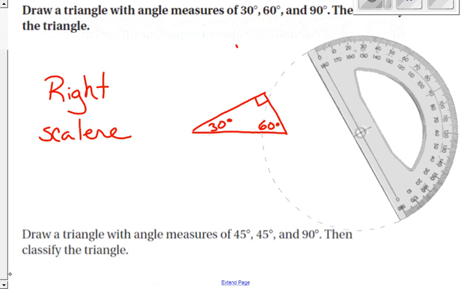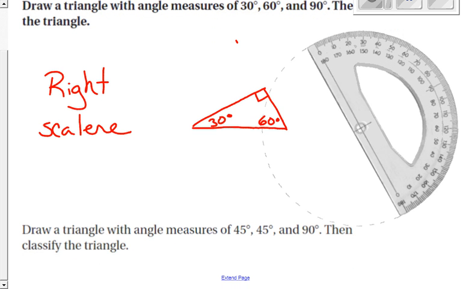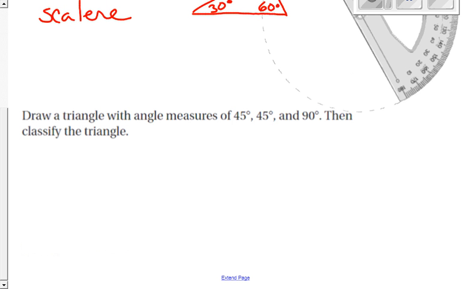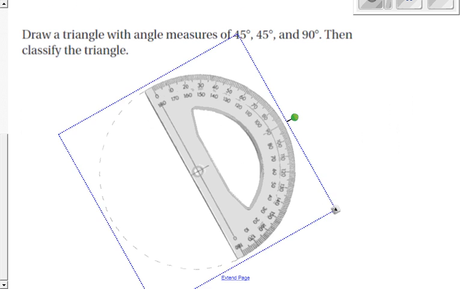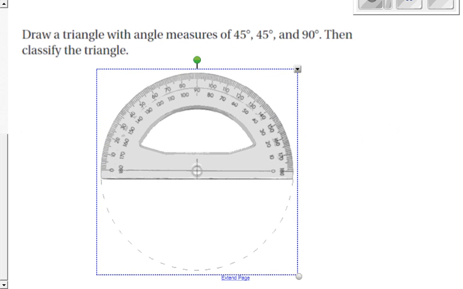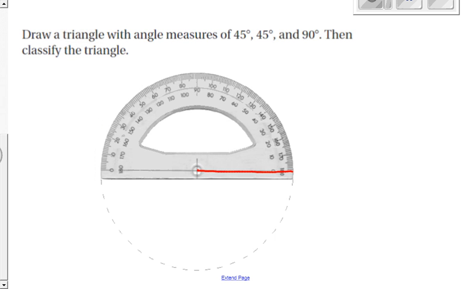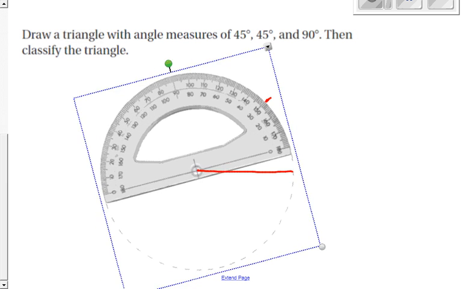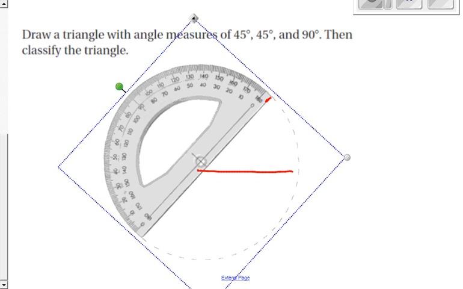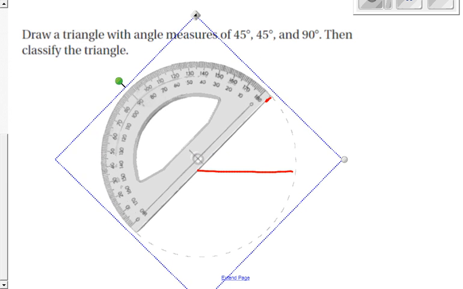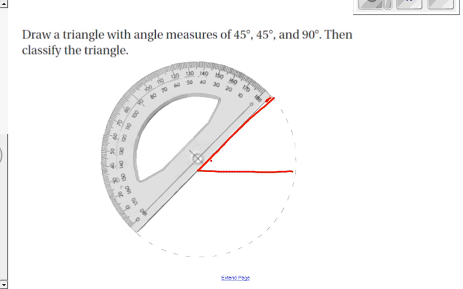Now my next question says draw a triangle with measures of 45, 45, and 90 degrees. Then classify the triangle. So again, I'm going to take my protractor and I'm going to draw a line halfway across. Then I'm going to draw a 45-degree angle, which is between 40 and 50. So I'm now going to take my triangle and move it like that. I now have my 45-degree angle.